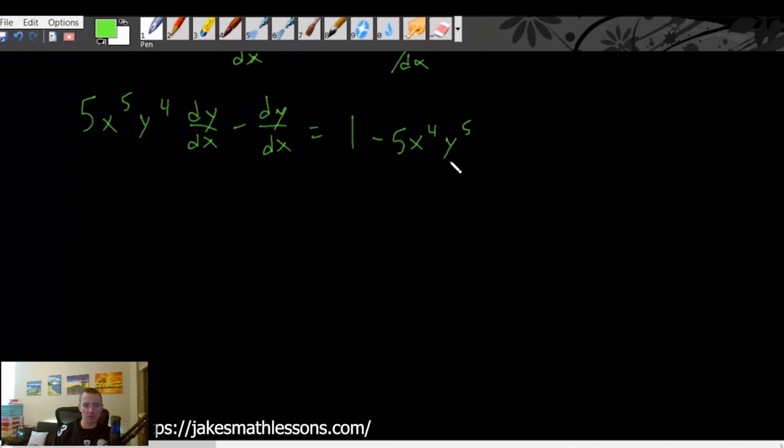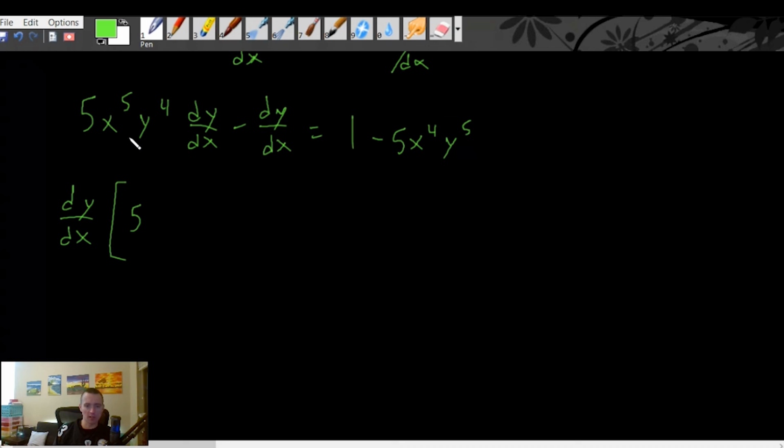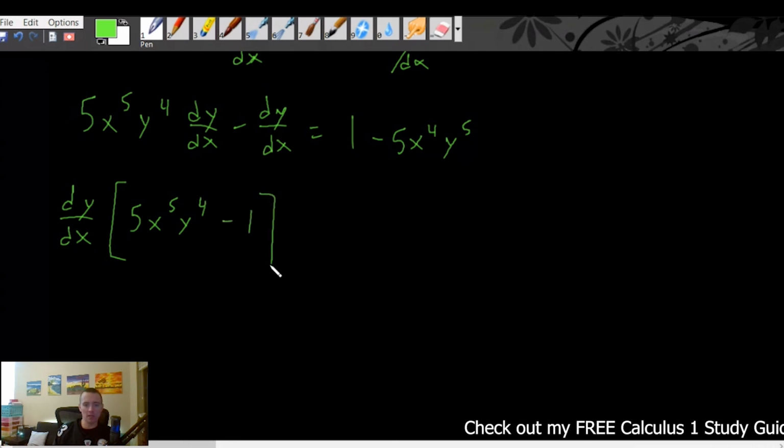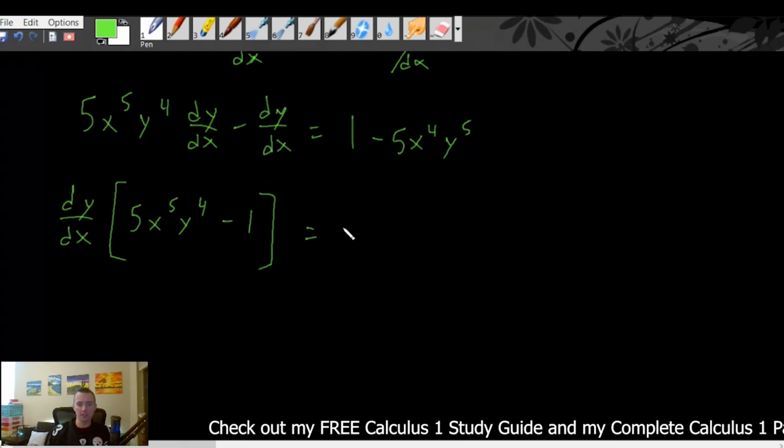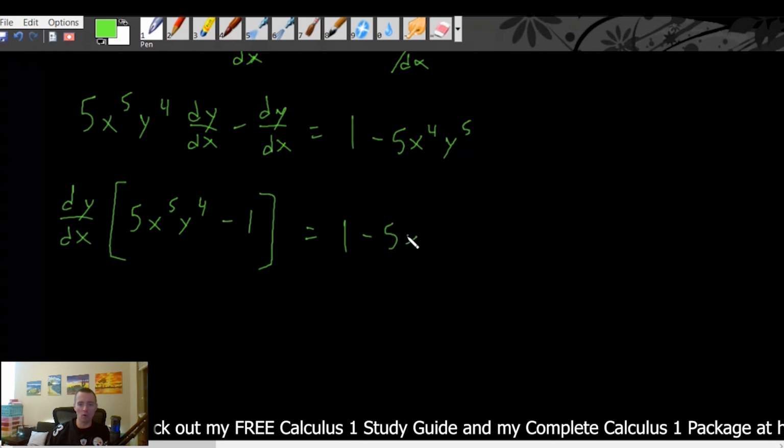So now that we've got all of our dy dx terms on one side, all of our non-dy dx terms on the other side, what we can do is factor out the dy dx terms from the left side of the equation, or factor out the dy dx itself. Because what this is going to do is it's going to leave each of these terms within the parentheses here, but without the dy dx part of it. And the reason why that's really nice is because now we have an equation that only has one single dy dx, which is the thing we're trying to solve for.